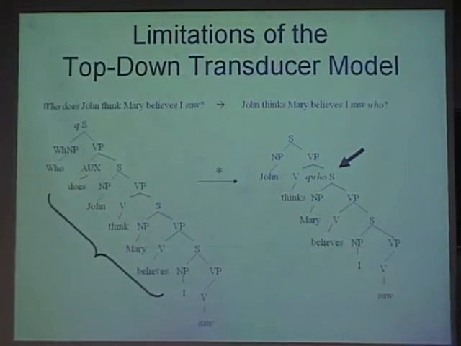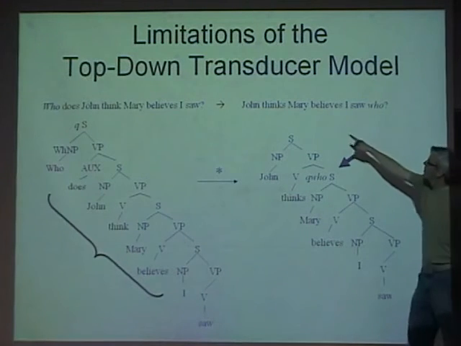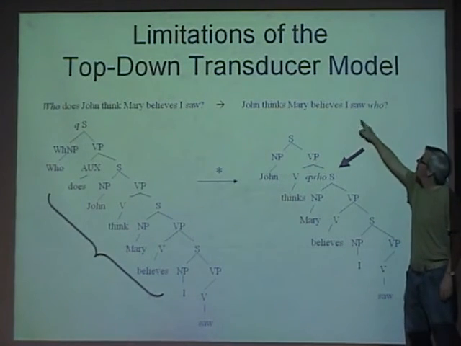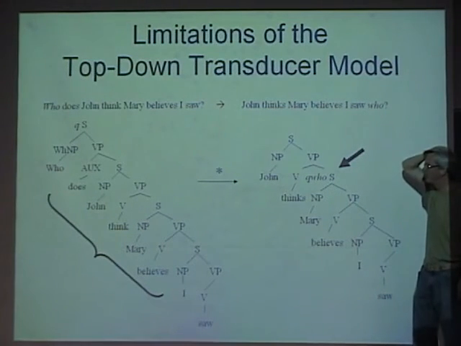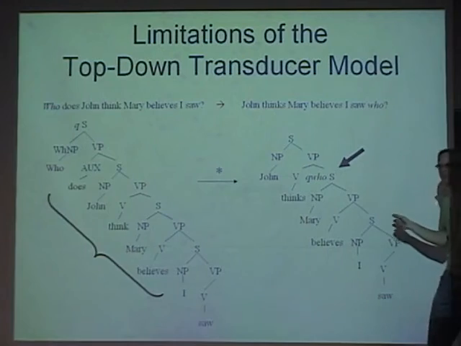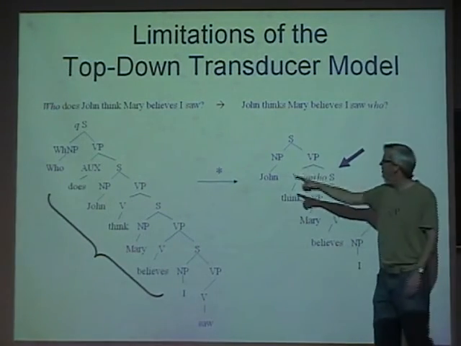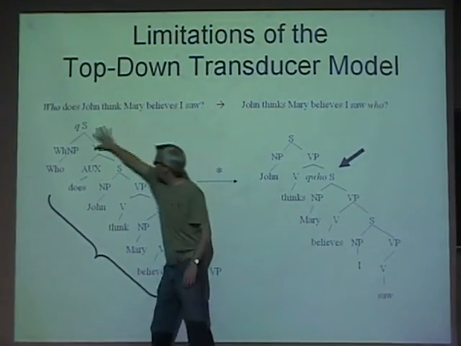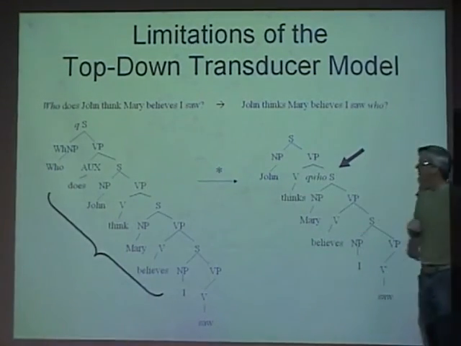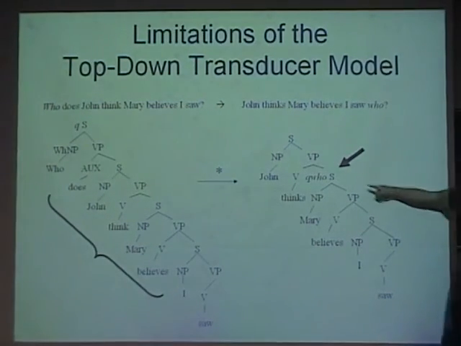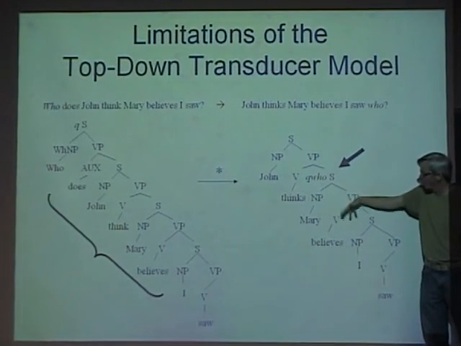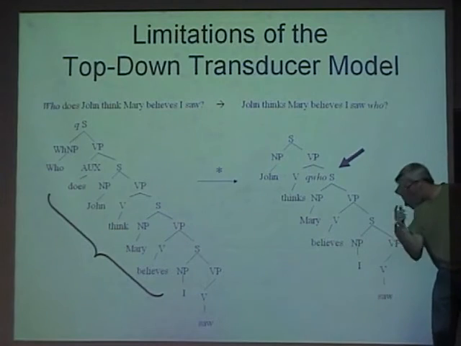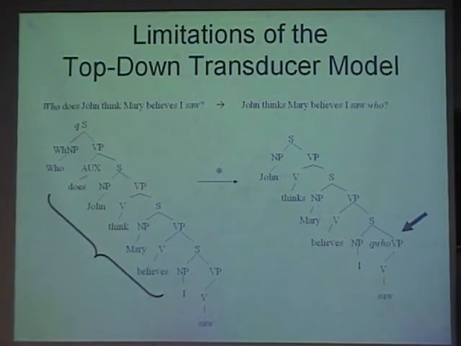Okay, here we go. Who does John think Mary believes I saw? You might want to translate that to John thinks Mary believes I saw who, in Chinese. So if you were doing tree-to-tree transducers, and you start with the who up there, you translate this bit of stuff to John thinks, and then we process the rest of this in the Q who state. This Q who state is going to make a copy of this more or less, and put the who down there.